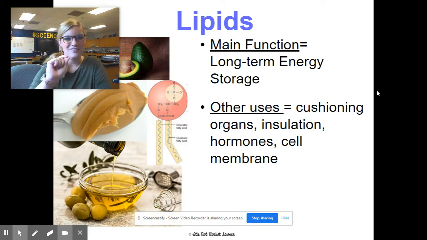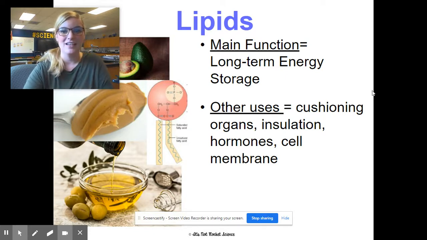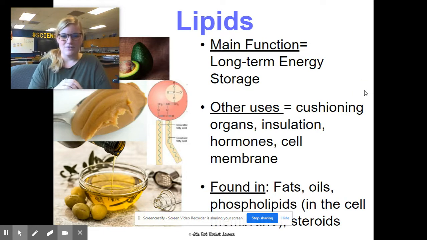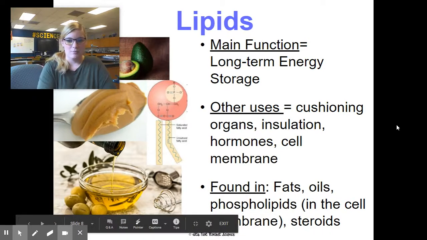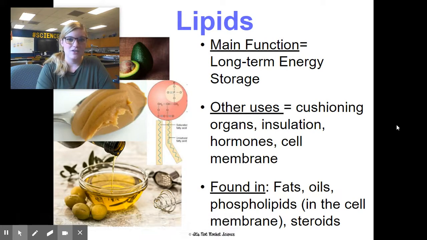Again, though, it is very useful to have lipids in your diet, so please do not cut them out. If you cut out one of the 4 macromolecules, you technically aren't a living thing, and that's not really great. So these are found in fats, oils, phospholipids, which are in the cell membrane, and then also in steroids. So if you are struggling, maybe you are asthmatic, and you take a steroid every day to help your muscles and help your body have more of that long-term energy to keep your throat from constricting on you.